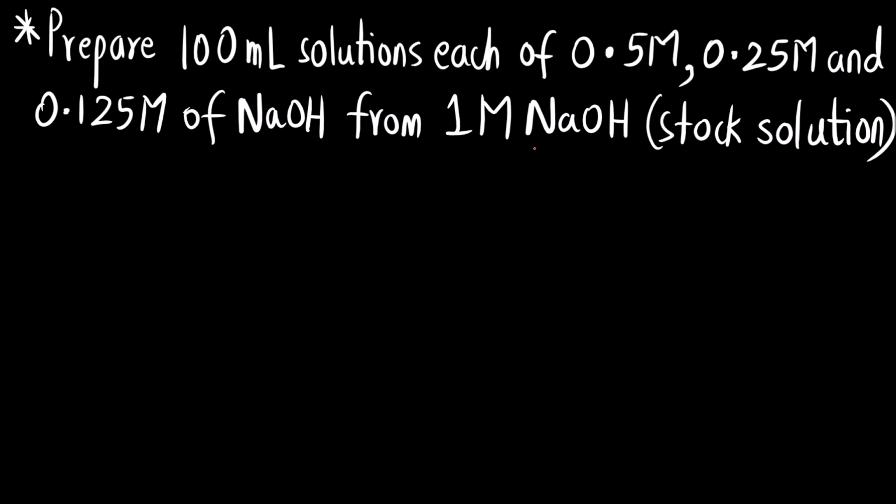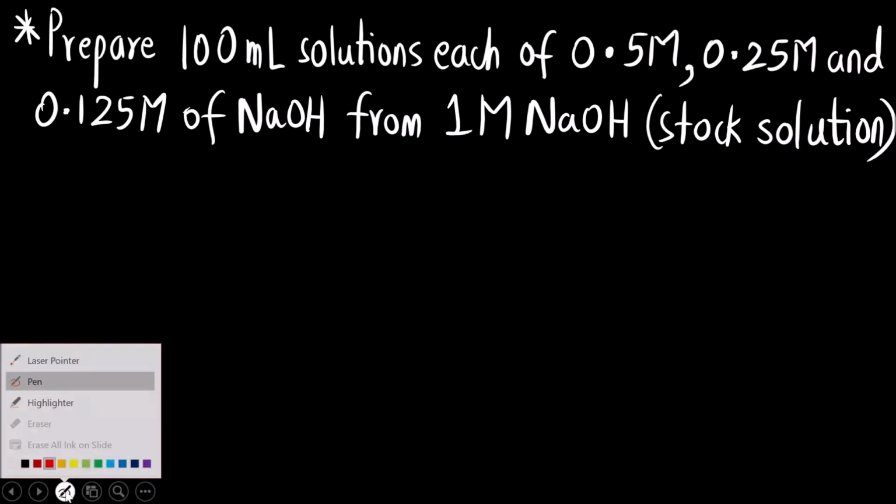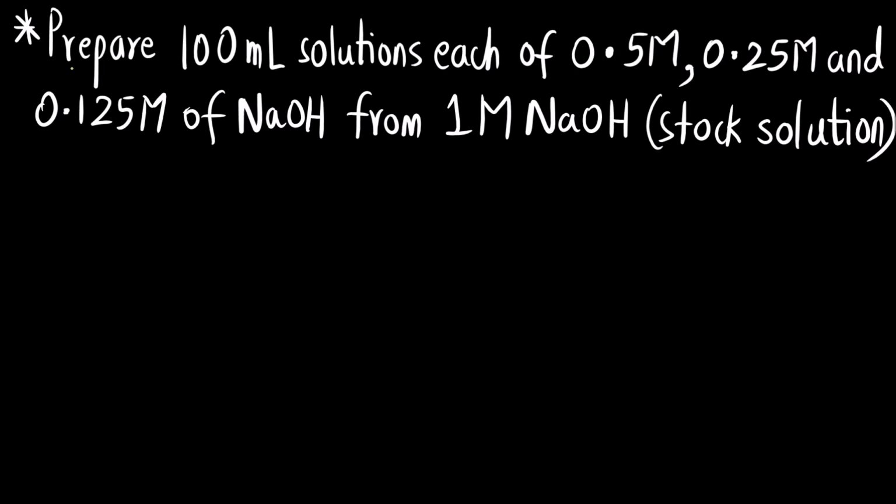Now let us do an activity so that we can easily understand this concept. The question is: we have to prepare 3 solutions of 100 ml, of 0.5 molar, 0.25 molar and 0.125 molar concentrations of NaOH, that is sodium hydroxide. The stock solution given is 1 molar NaOH.